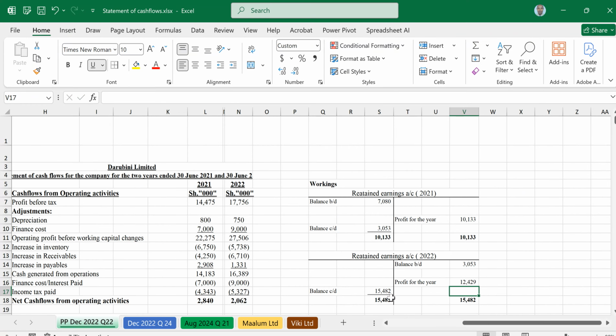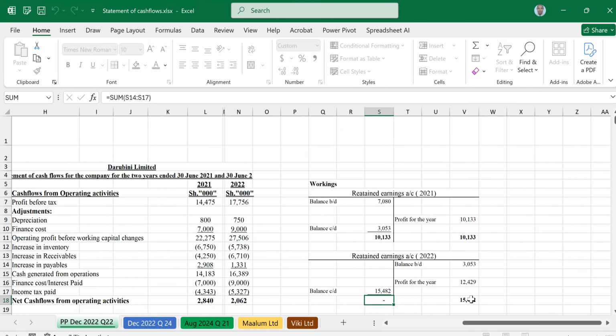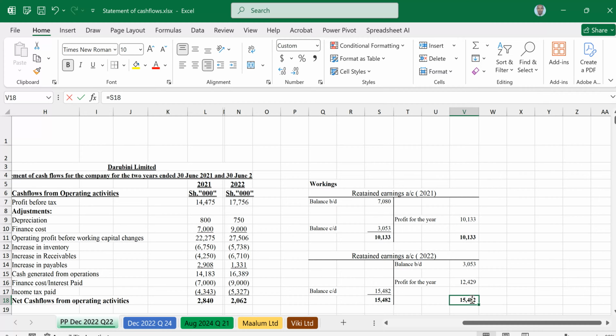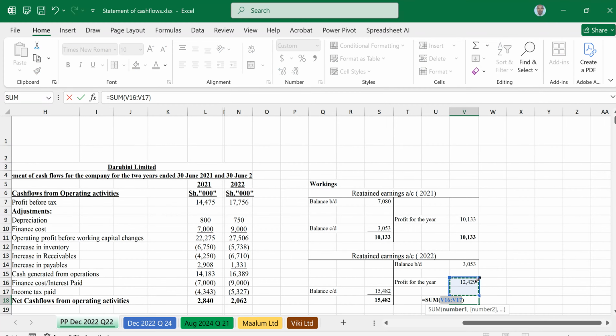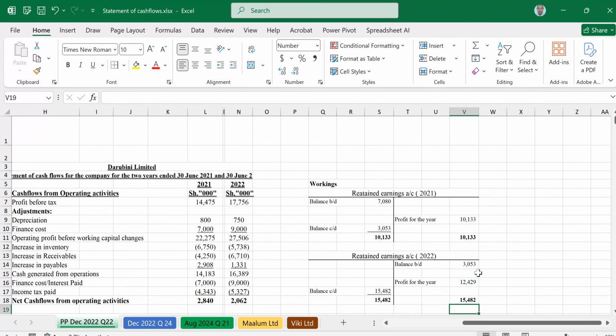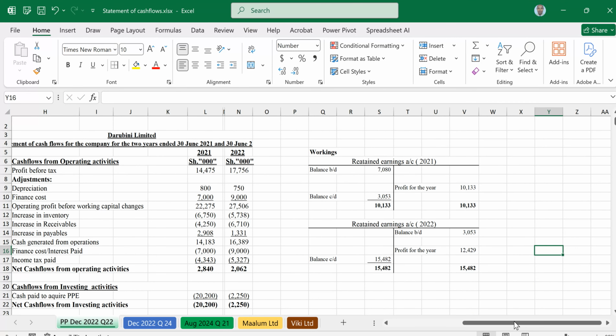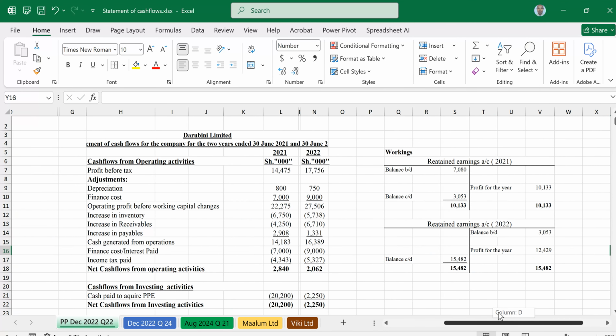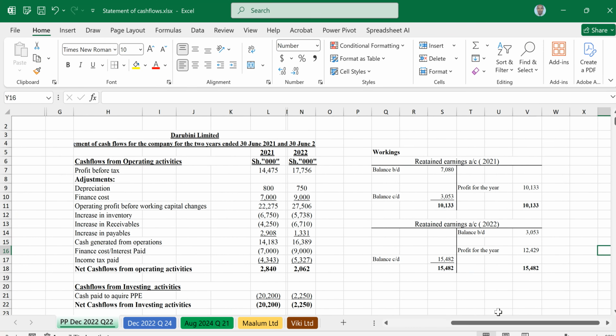If you add it again, I think it balances. Let me add this side and see if it's balancing. Exactly, it's balancing again. So it means there is no dividend that was paid during the year. So that is all, because we've seen that there is no dividend that was paid during the year.